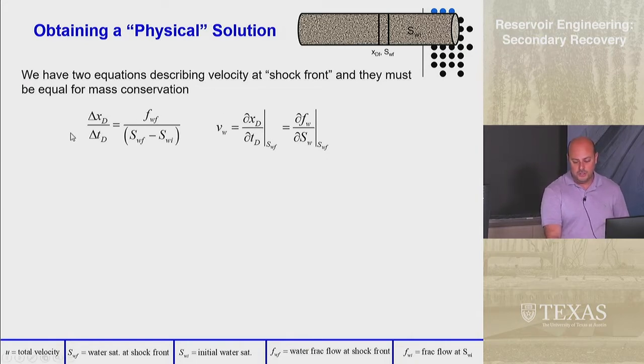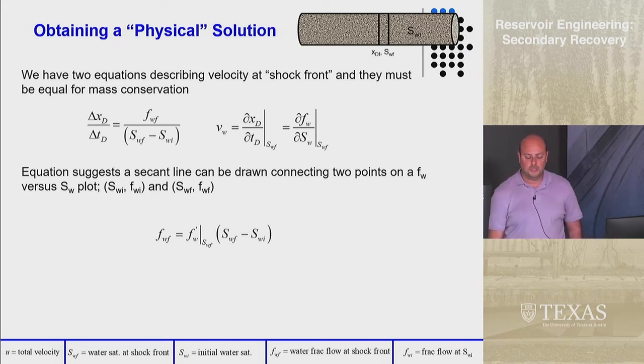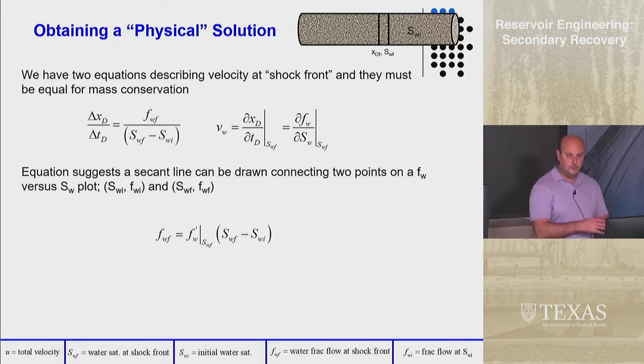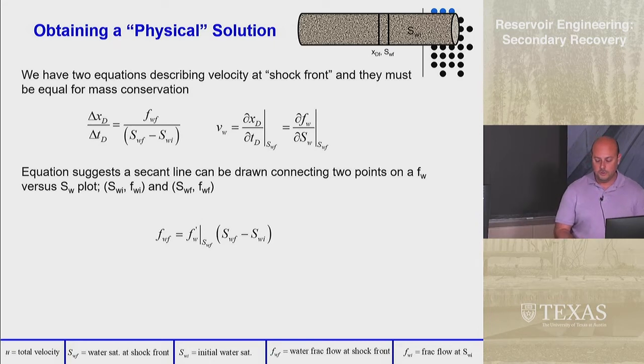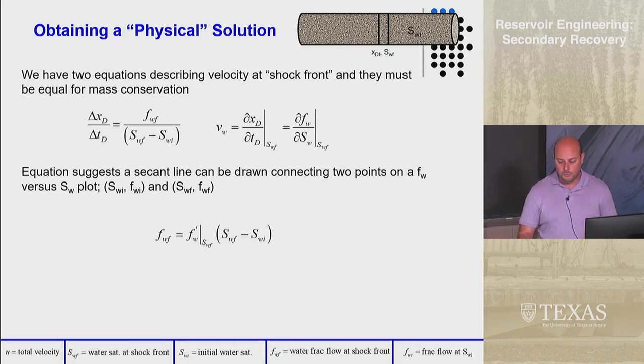And these two equations look similar. This is a discrete derivative. This is a derivative here. You could set them equal to each other. And when you do that, you get an equation that looks like this, which is effectively a line. Basically it says the fractional flow of water is equal to a slope times water saturation minus the initial water saturation.